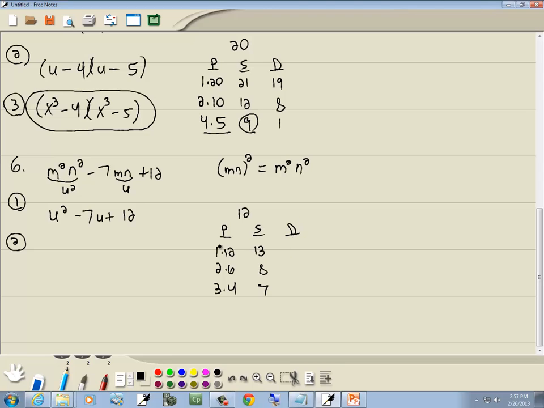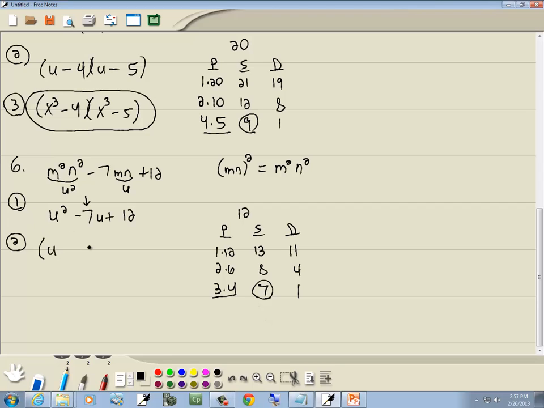Difference column, we subtract them, smaller from larger. 12 minus 1 is 11, 6 minus 2 is 4, 4 minus 3 is 1. Always, the number we're looking for is the number in our middle term, which is 7, which is right here, which means we're going to use 3 and 4.